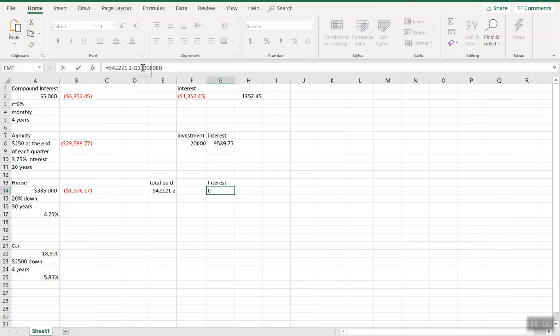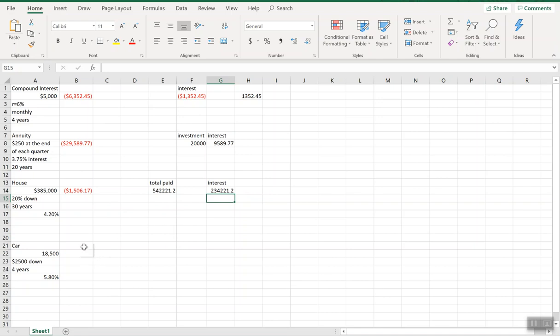Somehow I hit an extra button. Sorry about that. Okay, so we financed $308,000. We paid $234,221.20. That's true. I mean, it's a big number, but you financed for a long time, so you can see both of them. All right.